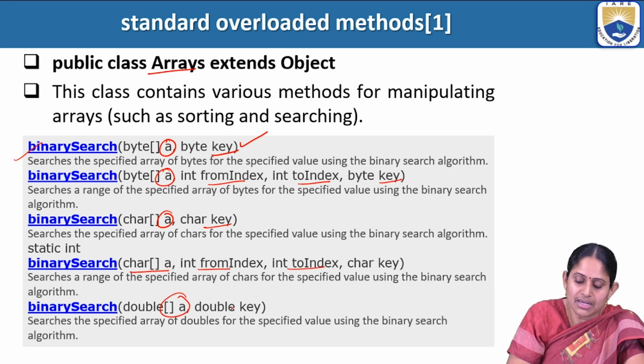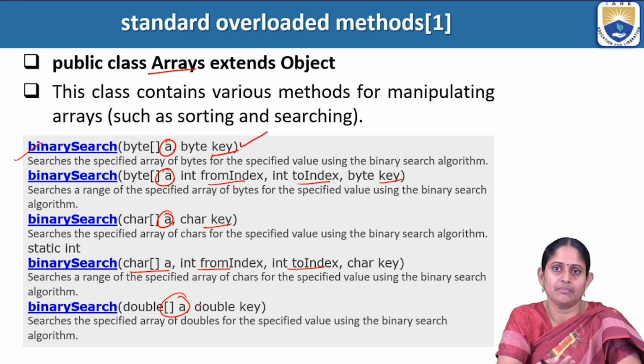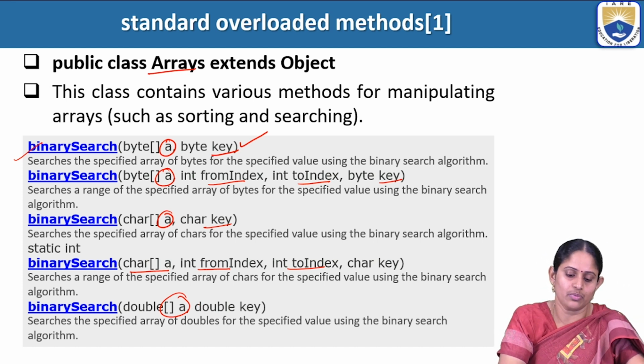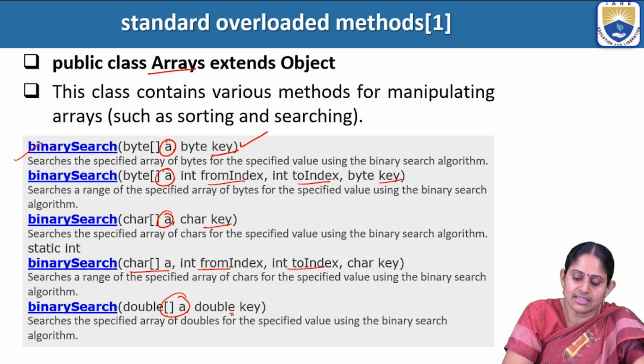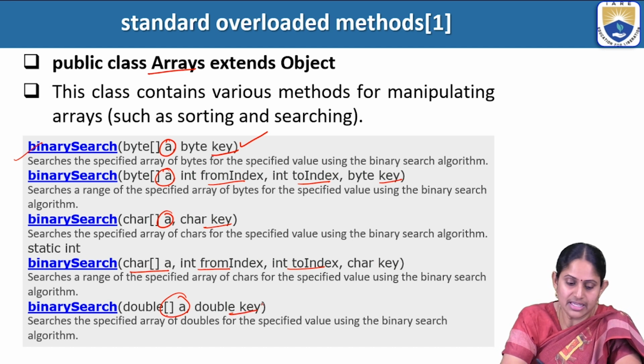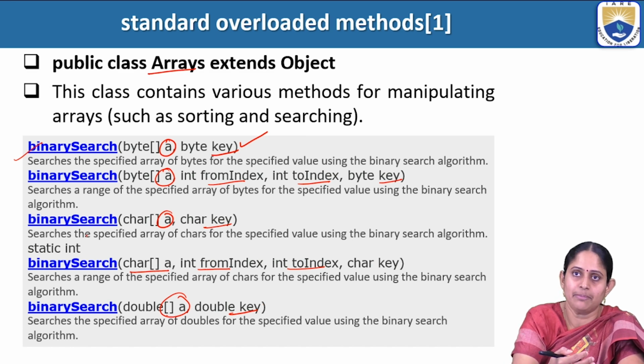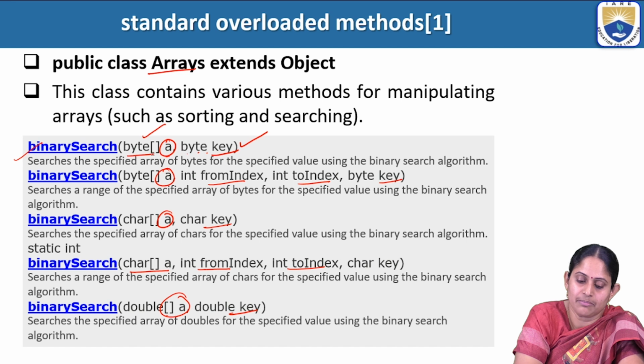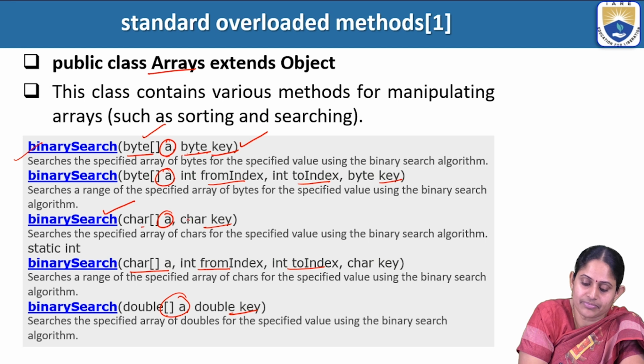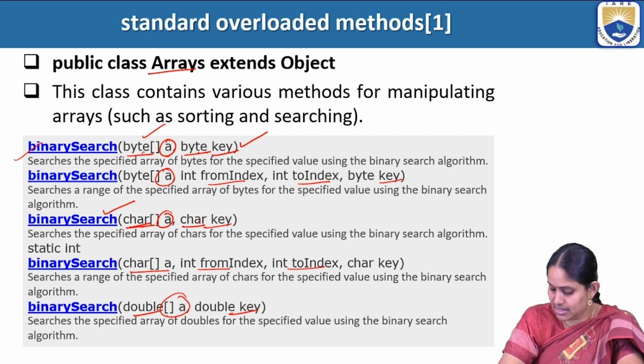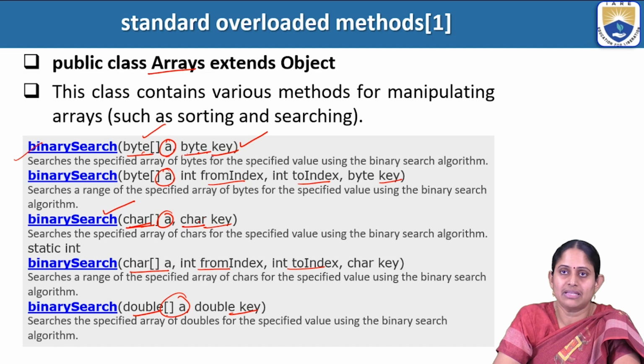Likewise, we have double. So there are many different ways by which binary search is overloaded. You have it on the double array and the key. Here the algorithm is the same, but the parameters passed to it are different. In the first case we have two parameters, a byte array and a byte key. In this case, even though it is 2 parameters, the types are different. Here it was byte, here it is character, here it is double. So this is an example of an overloaded method in Java.